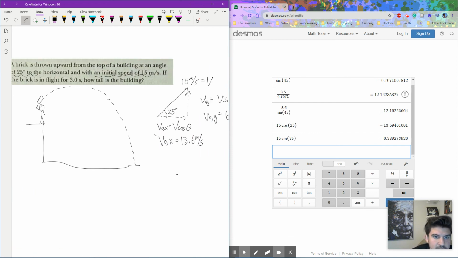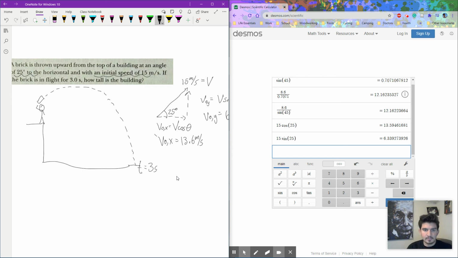Okay. What the problem tells us is that the brick is in flight for 3 seconds. So we've got to kind of think through that. That means that the total flight, this entire path, only takes a total of 3 seconds. So I'm going to label that T. Let's call this T equals 3 seconds.